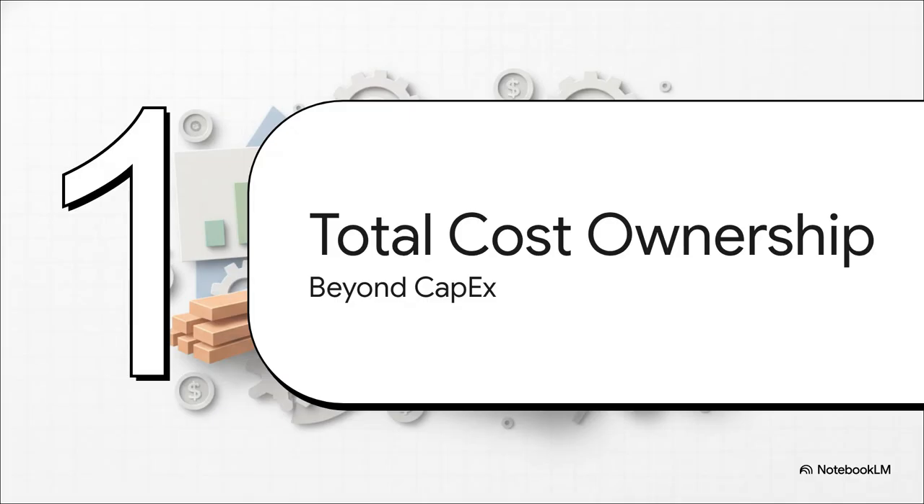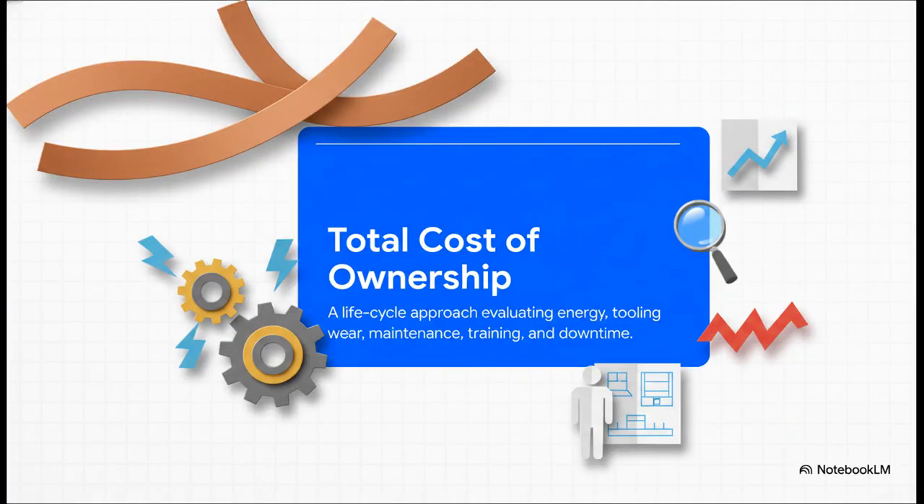Section 4. Total cost of ownership. We really need to shift our mindset away from just that initial capital expenditure and look at the actual operational reality of the factory floor. Total cost of ownership, or TCO. This is a life cycle costing approach that evaluates equipment over its entire service life. We're talking energy consumption, tooling wear and tear, maintenance, operator training, and the absolute killer of all profits, machine downtime.